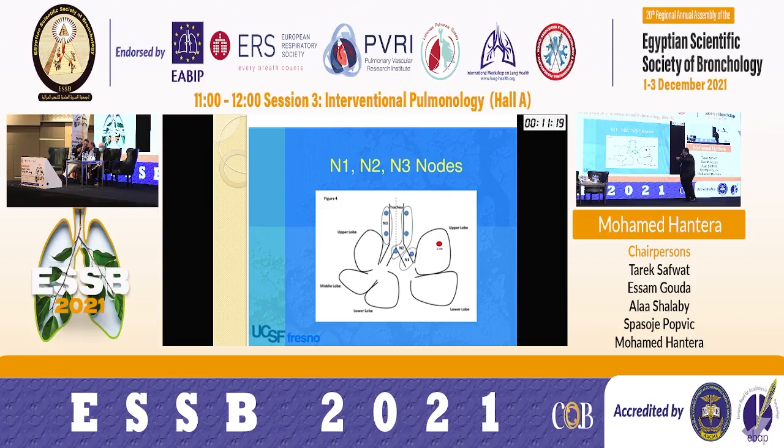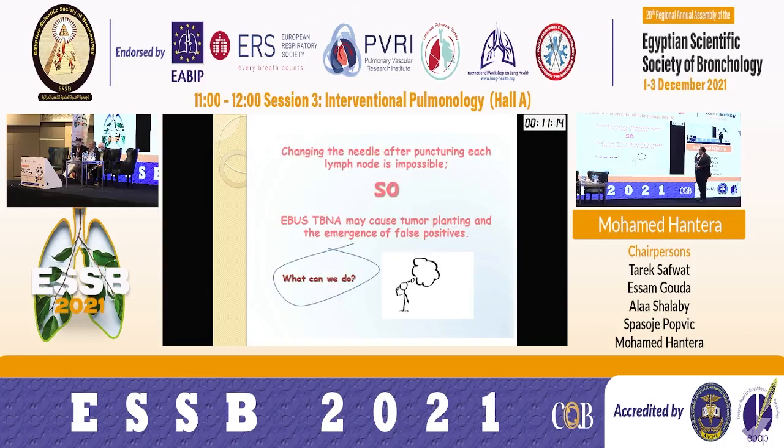For each node, I will use the same biopsy needle because it's very expensive. Changing the needle after puncturing each lymph node is impossible. Why? Because it's expensive. In Egypt, it's about 5,000 to 7,000 Egyptian pounds. So EBUS TBNA may cause tumor seeding and the emergence of false positives. So I need some technology to help me decrease the biopsies, help me choose the lymph node to be targeted or biopsied. So I must change my technology.